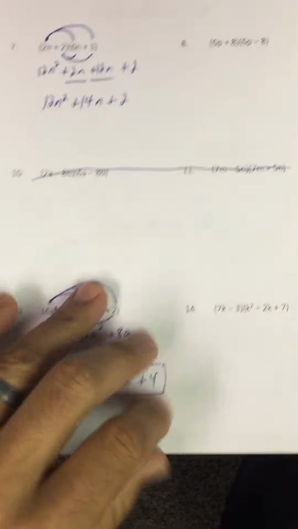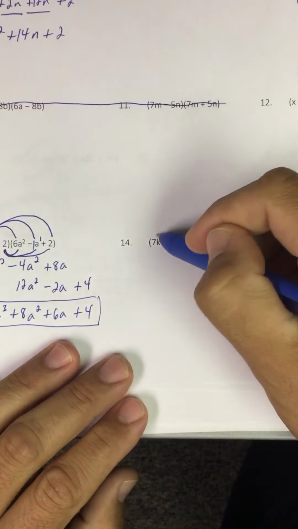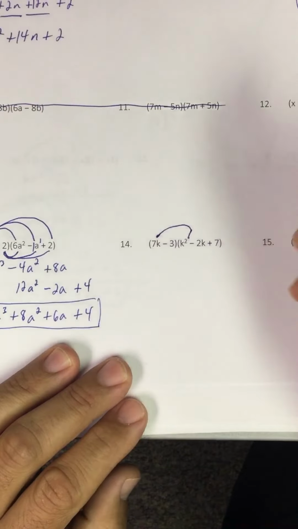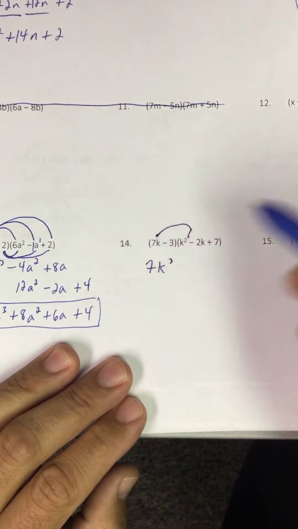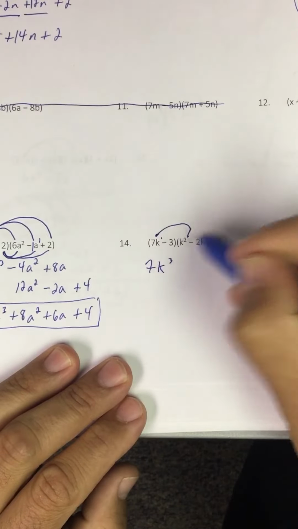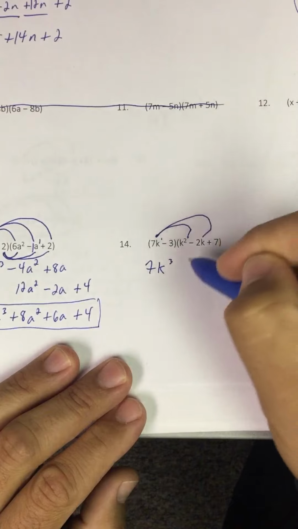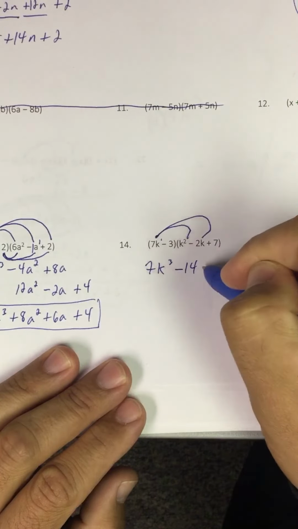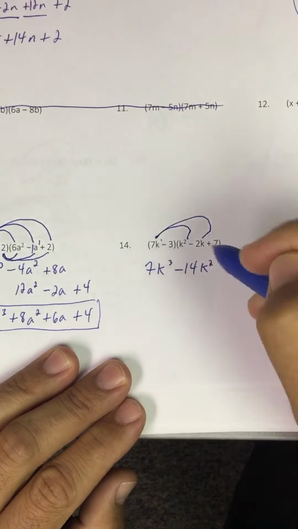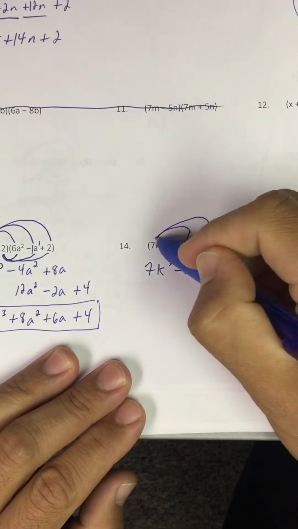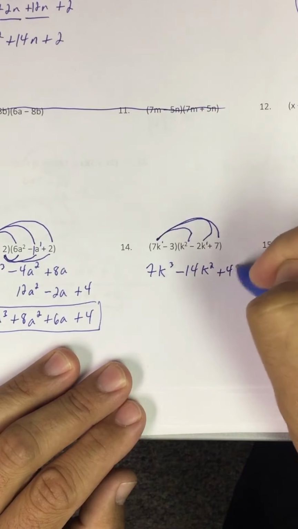You know what? I'll go ahead and do 14 while we're here. 14, same thing. 7k times k squared. That's 7k to the third power. Because this 1 and then those 2. All right, 7k times -2 is -14k squared. Because I have a k here, k here. Right, k is the first. 7k times 7 is positive 49.